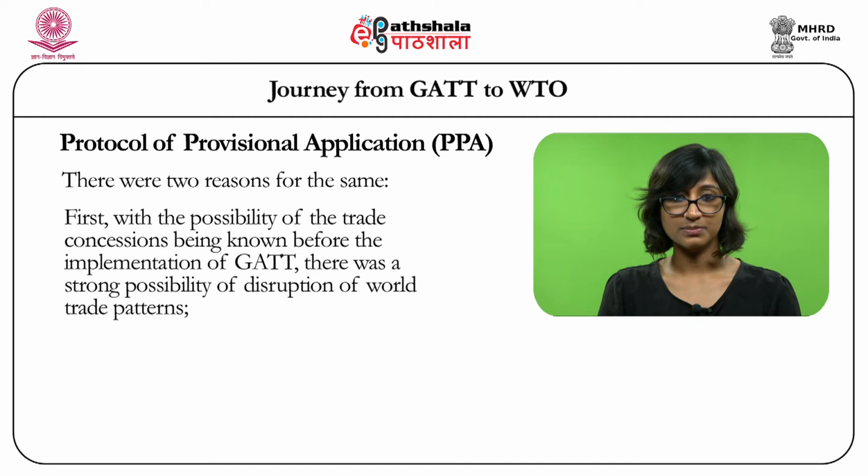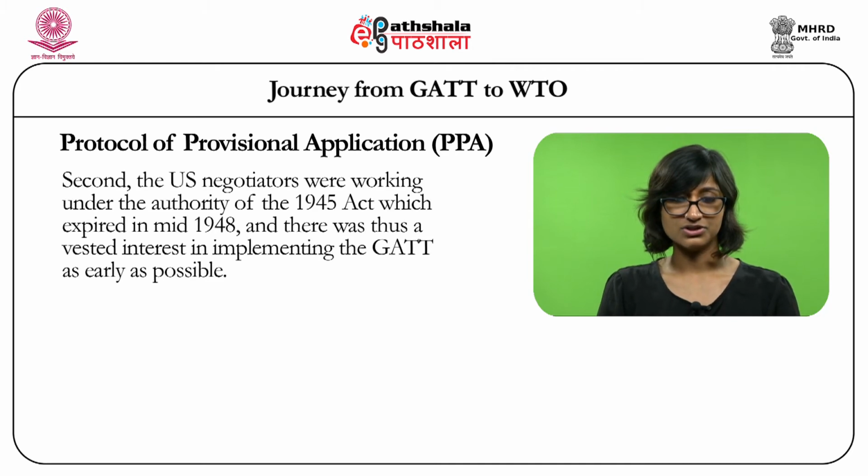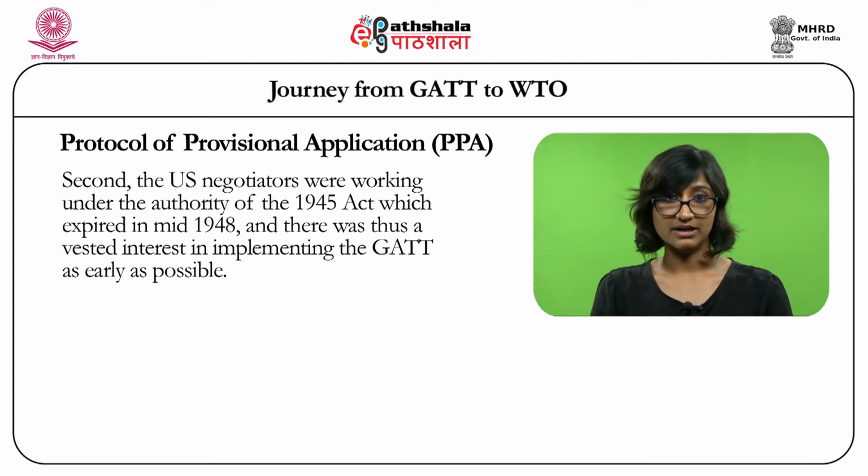First, with the possibility of the trade concessions being known before the implementation of GATT, there was a strong possibility of disruption of world trade patterns. Second, the US negotiators were working under the authority of the 1945 Act, which expired in mid-1948, and there was thus a vested interest in implementing GATT as early as possible.